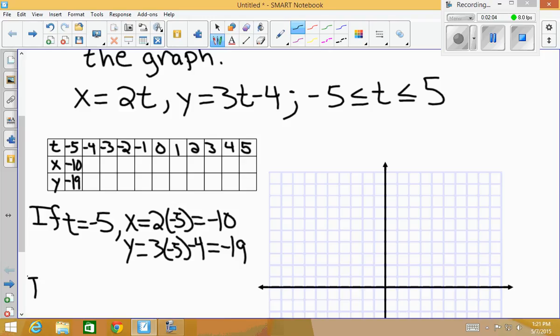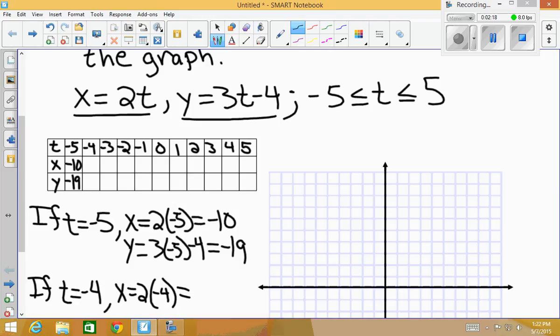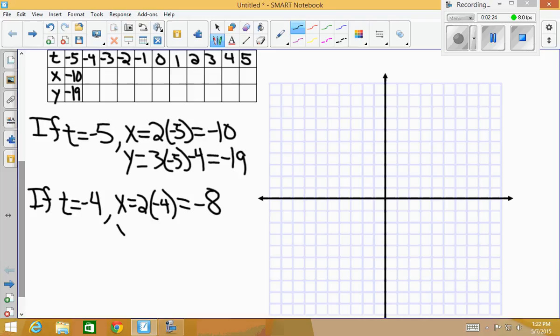Okay, if t is -4, then x is equal to 2 times -4. Again, we are told that x is equal to 2 times t, y is equal to 3t minus 4. In that case, x would be equal to -8. And y would be equal to 3 times -4 minus 4, -16. So we can include that in our table. So if t is -4, x is -8, and y is -16. And we go down the line completing the table.